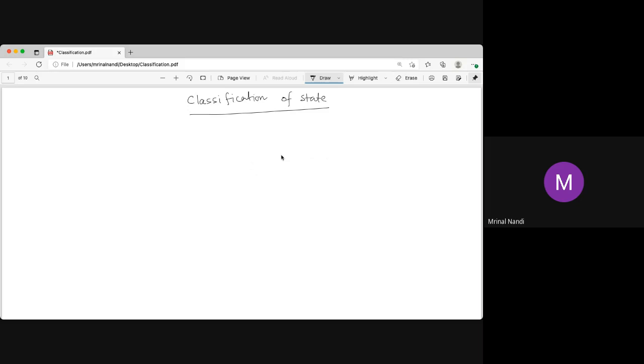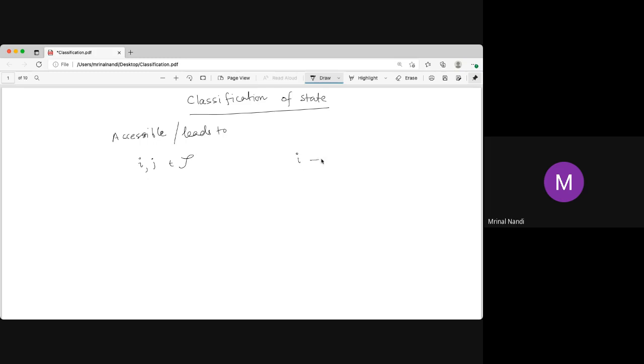This type of classification has two types: one is called transient, and one is called recurrent. Now we define some terminology first. One thing is called accessibility, or accessible, or sometimes called leads to. So I say i and j are two states, and they belong to the state space.